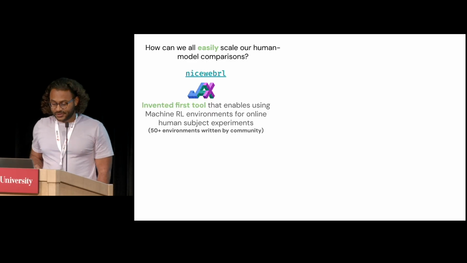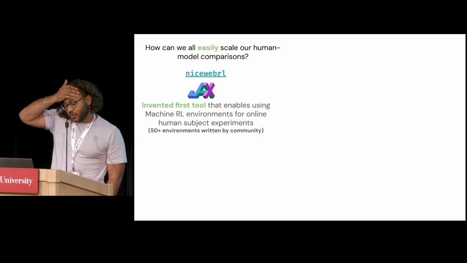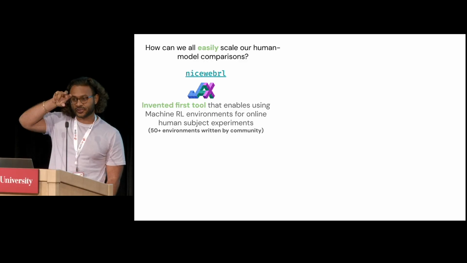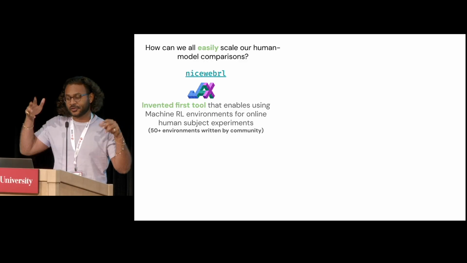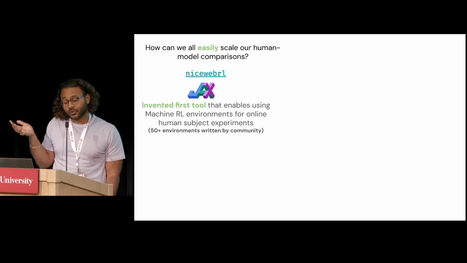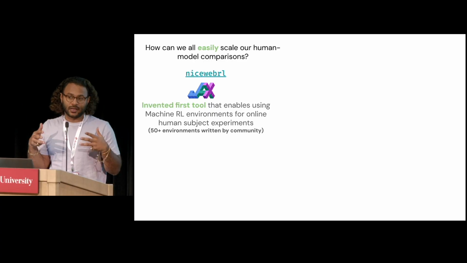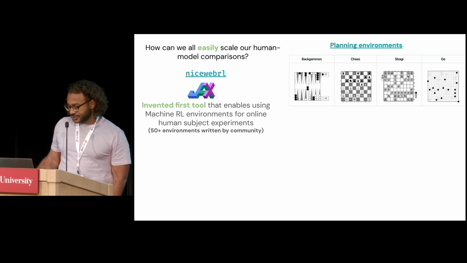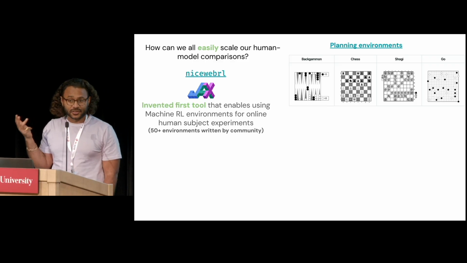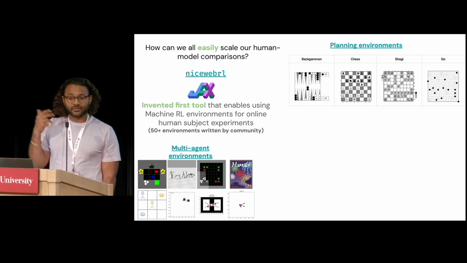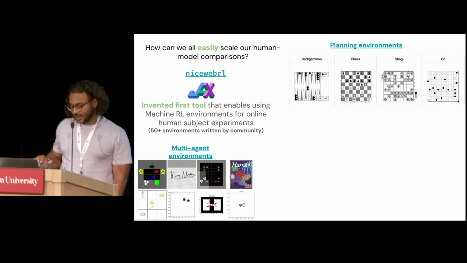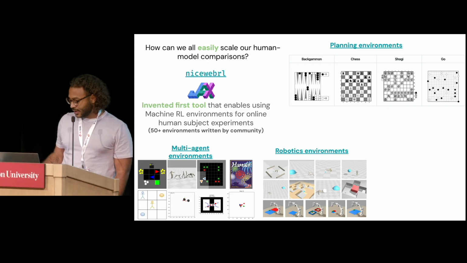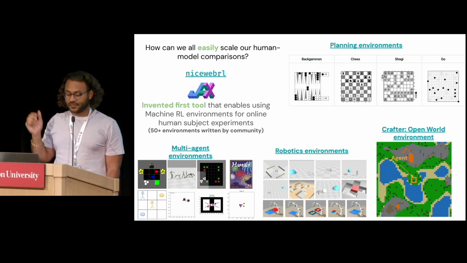To make it easier, I've created this library called Nisobirel, which leverages JAX to circumvent some latency issues around having a server and a client, where the server uses Python and the client uses JavaScript. But it's the first tool that lets you use a growing body of machine learning environments for human subject experiments. So you can look at planning environments like chess and Go. You can look at multi-agent environments like Towers of Hanoi. There are robotics environments that are written in JAX as well, and even 2D Minecraft environments.